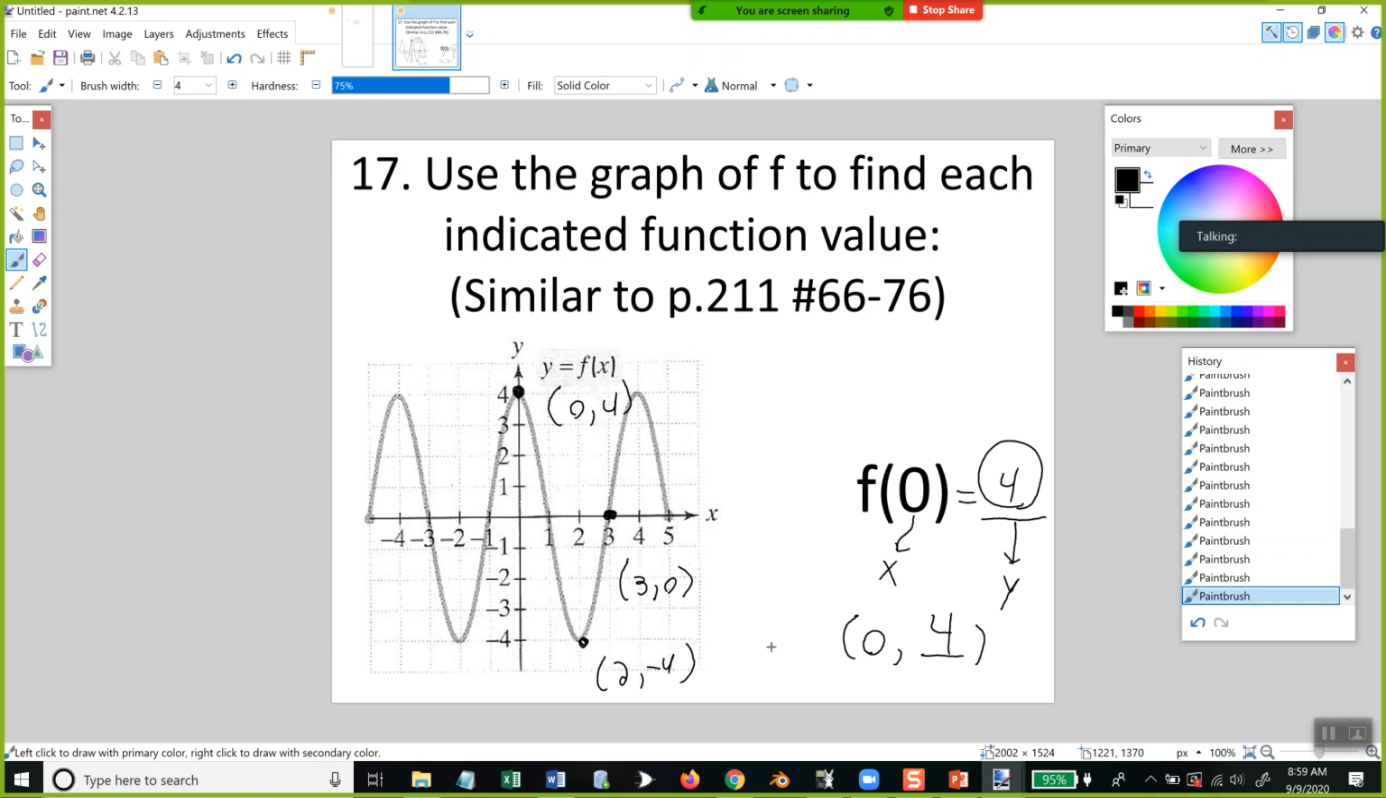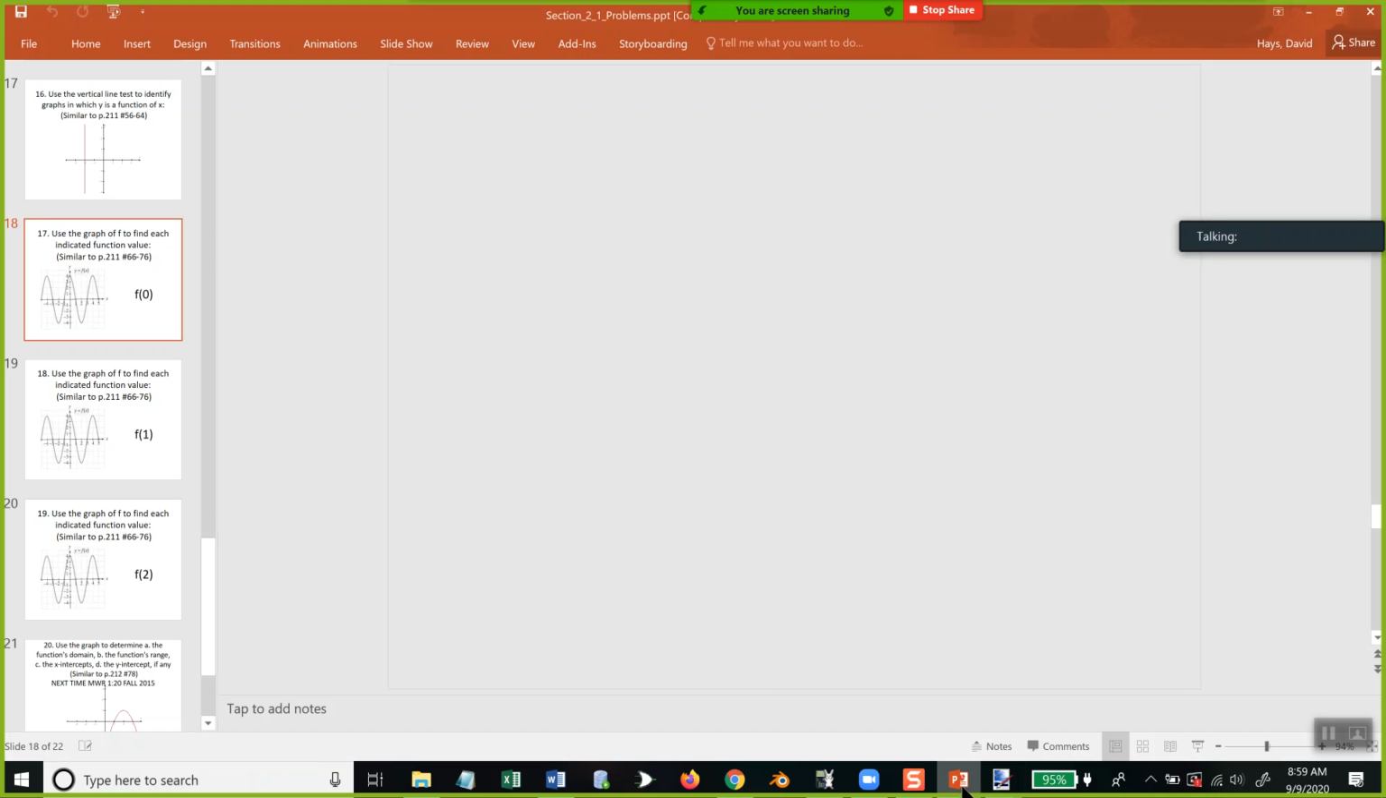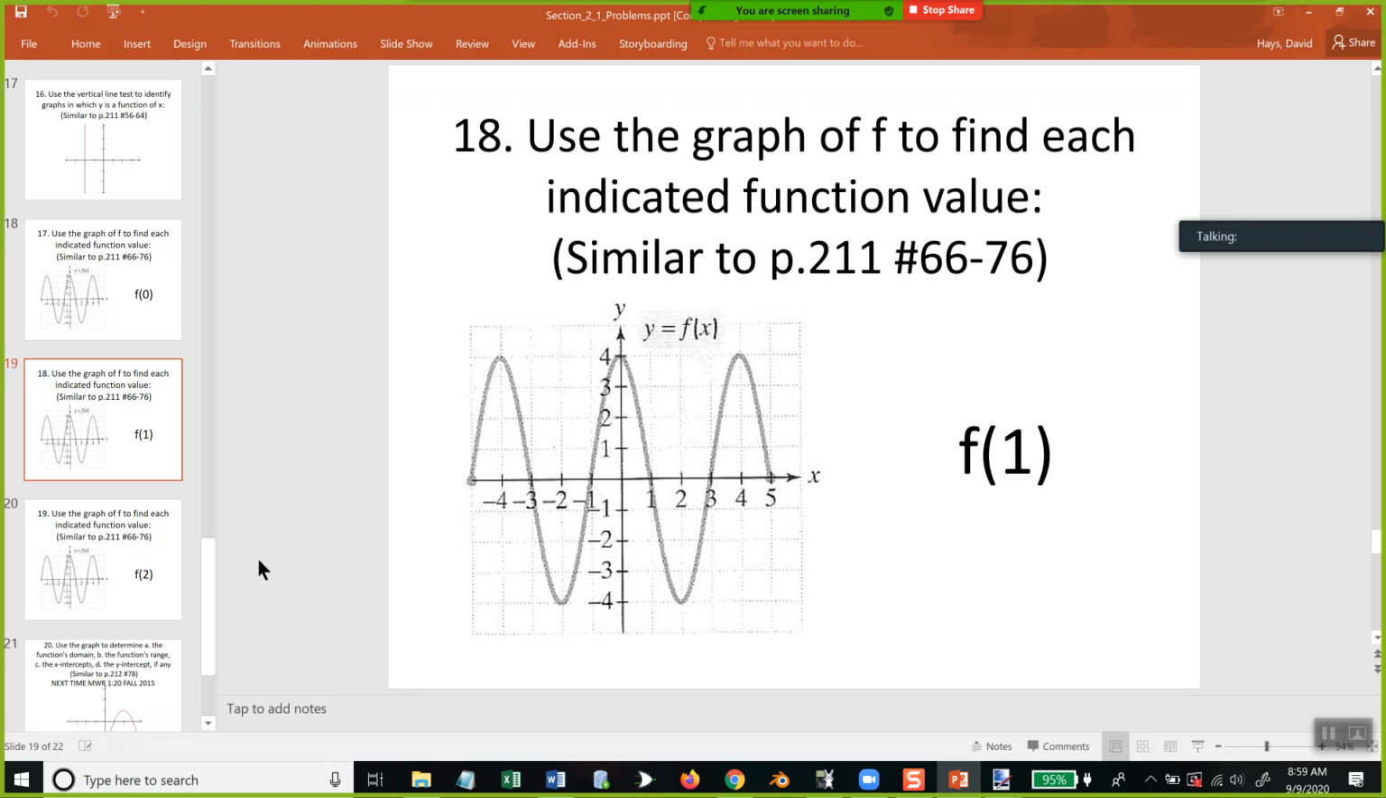Does that make sense on that? What they're doing is they're making a connection between your function notation and the points on a graph. So what would be my answer here? F of 1 is equal to 0? Because the only point that starts with 1, remember this is your x, is this point right here, which is 1, 0.